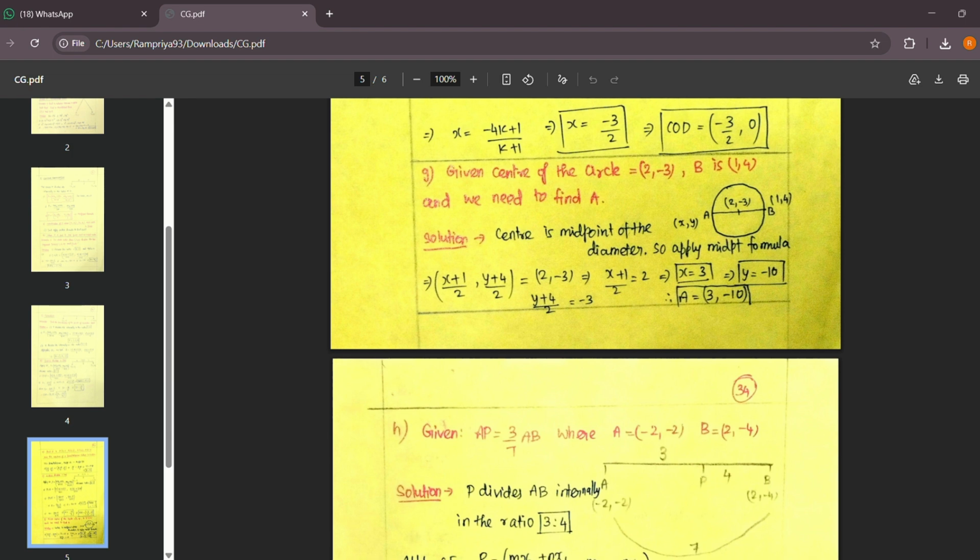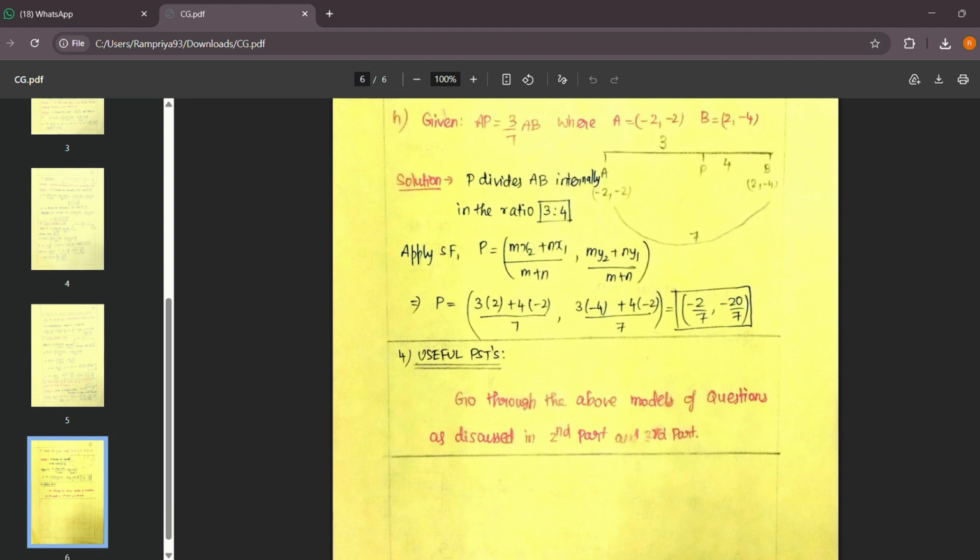So next they will be asking you a question like this. The center of the circle is given and B, one of the coordinates, they will give you, and then they will be asking you to find out the other coordinate. So here please understand this. The center is the midpoint of the diameter. So here AB is the diameter because it passes through the center of the circle. So the center is always the midpoint of the diameter. So you know the midpoint formula. So x plus 1 by 2 should be 2. So you find out x, and y plus 4 by 2 equal to minus 3. So from this you can find out y. So the coordinate of A should be 3, minus 10. That's the answer. Very simple.